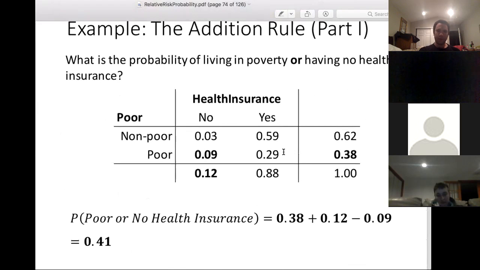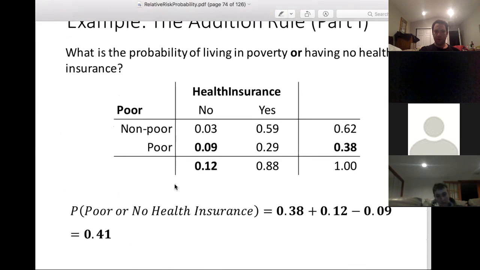So here we can ask, what is the probability of living in poverty or having no health insurance? The probability of being poor or having no health insurance is the probability of being poor, which is 0.38, plus the probability of not having health insurance, which is 0.12. And then you have to subtract out the joint probability, which is the intersection of the two, the probability of being poor and not having health insurance, which we said is 0.09. So if you do 0.38 plus 0.12 minus 0.09, you get 0.41.